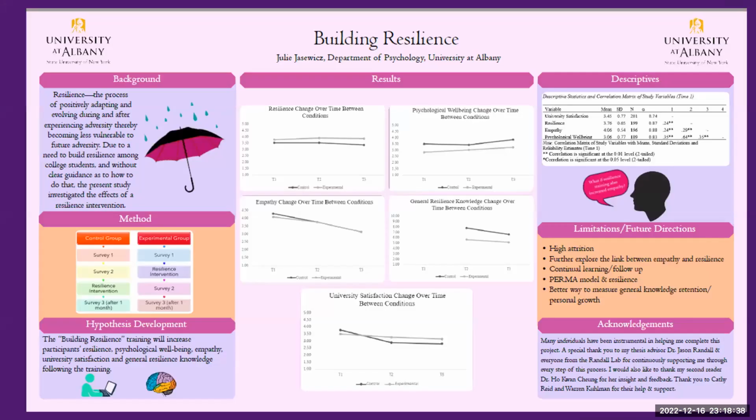Here are some poster examples. This is one from a student who presented at the 19th Annual Student Conference in April 2022. As you can see, they did not utilize the University of Albany color scheme. They picked their own, but they made sure that it was consistent throughout and it provided enough contrast so that all of their information is still easy to read and see.